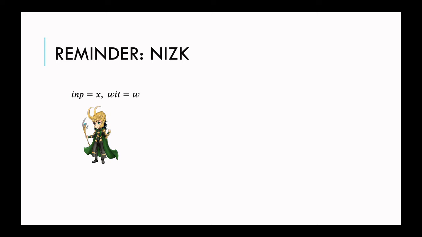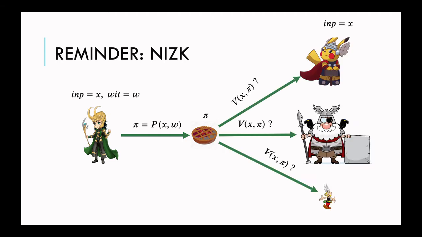The prover, given X and W, constructs a short argument pi and then publishes it. And then many different verifiers can download the argument together with the input and then check in private whether X belongs to the language given the argument as a kind of proof. Important thing is that verifiers do not know the witness.